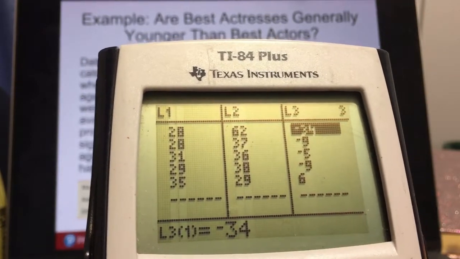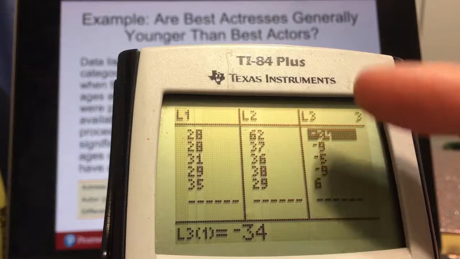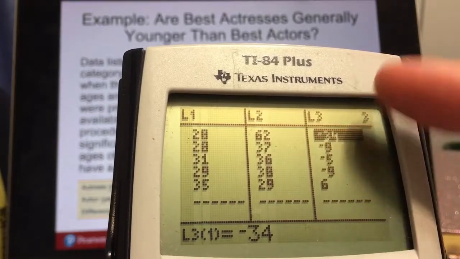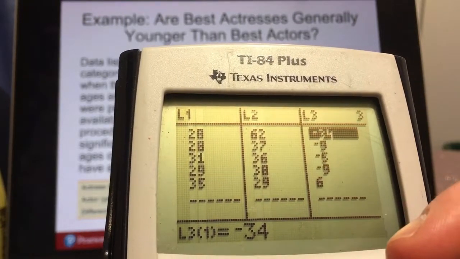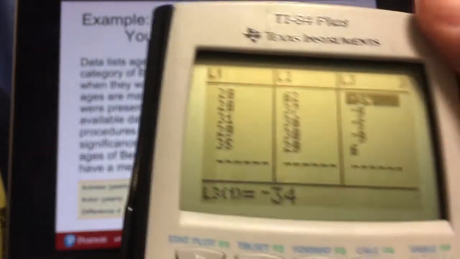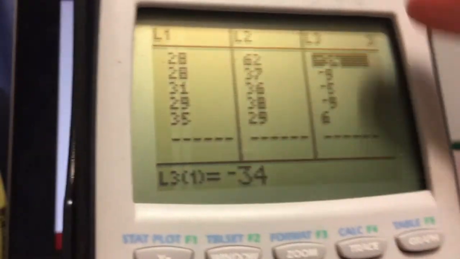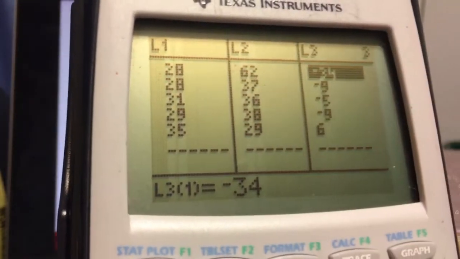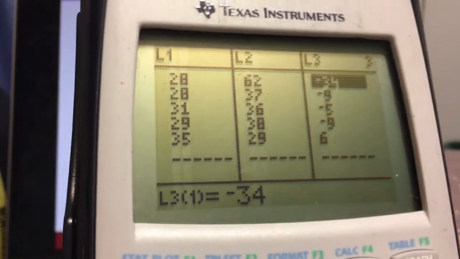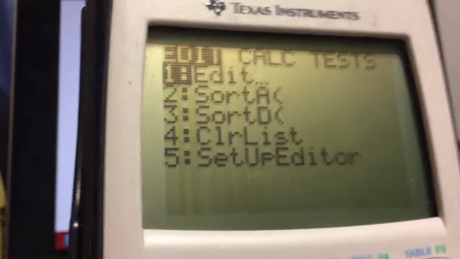So now I need the differences. I need their mean and their standard deviation. So I'm going to do that with a one variable stats on L3. This is the column I'm going to work with. So I'm going to do stat and then calculate.